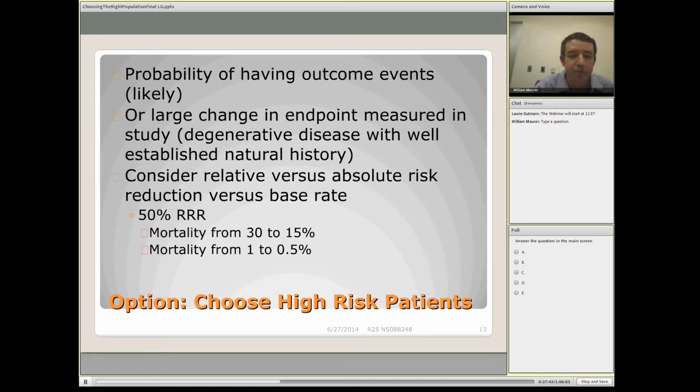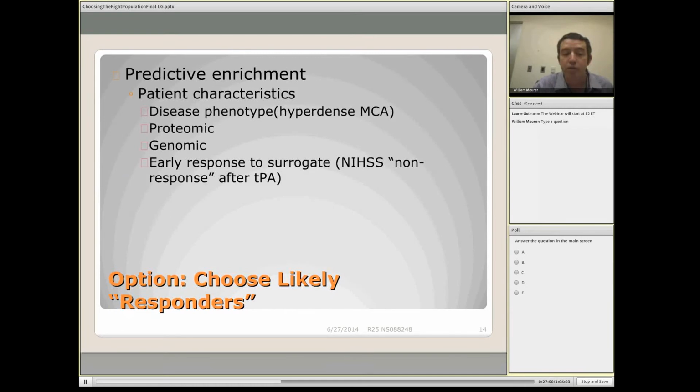The ideas of predictive enrichment and choosing likely responders. Patients who do not, quote-unquote, respond to IV TPA following a large vessel occlusion stroke potentially are people who have severe disease, and current treatments are not doing as well as perhaps they are in other subtypes of stroke. The disease phenotype, I'm giving a lot of stroke examples, but the hyperdense MCA sign is suggestive of that type of large vessel occlusion over and above what might be seen even in the stroke severity. And obviously, there may be proteomic or genomic markers at baseline that can help you decide if your treatment is going to biologically affect the targets that it's going to affect.